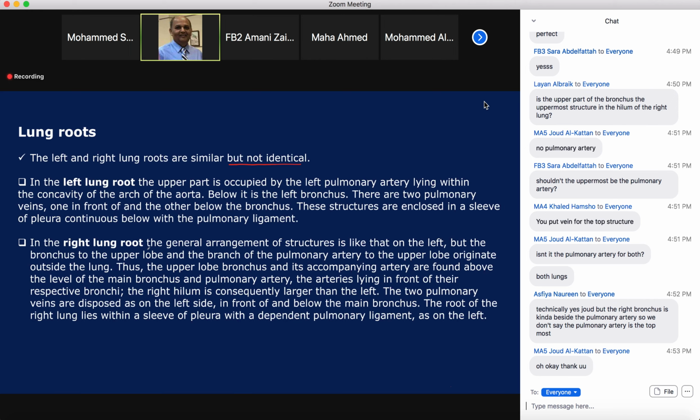Don't get confused with these words. Simply remember that if you know this line, guys, you don't need to spend a lot of your time on that. The left and right lung roots are similar, but not identical.